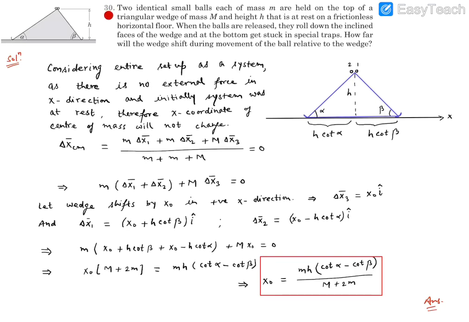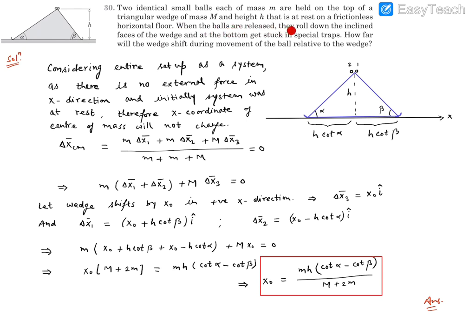Question number 30. It says two identical small balls, each of mass small m, are held on the top of a triangular wedge of capital M mass and height capital H. This is small h, which is shown over in the figure as well. That it is resting on a frictionless horizontal floor. So this floor is frictionless.